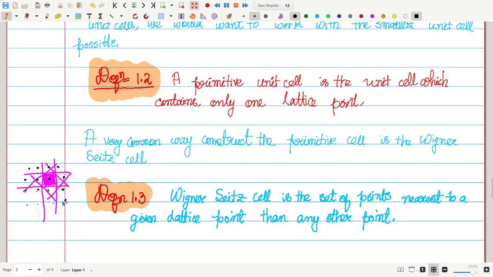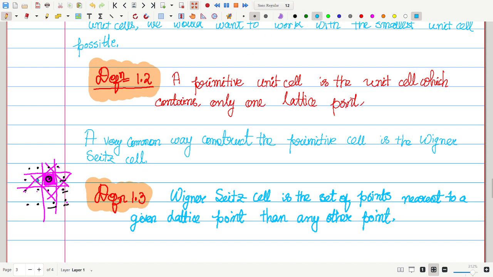Let me draw it more clearly so that it's visible. So this is the pink region. We said all points in the pink region are nearer to this point rather than the other points, rather than this point, this point, this point. So this is the Wigner-Seitz cell. It will tile together to make the whole space.